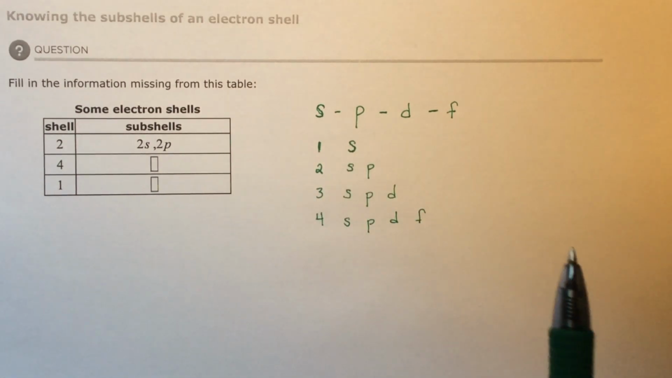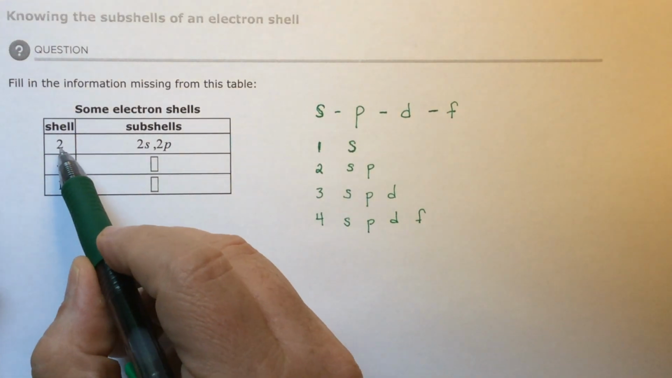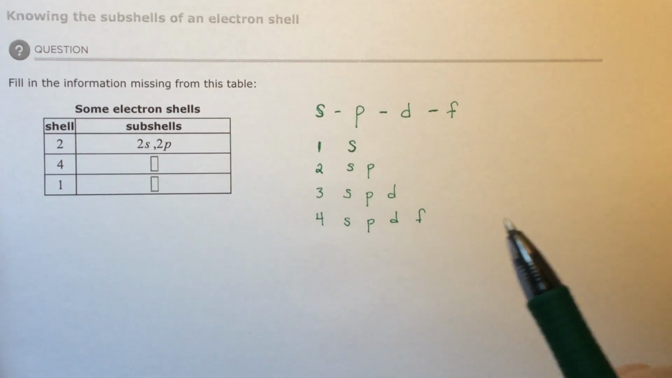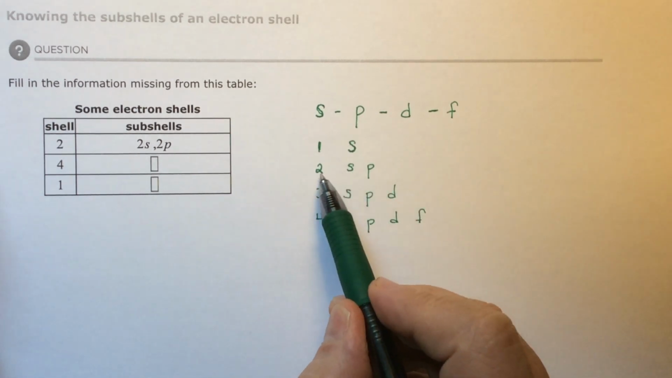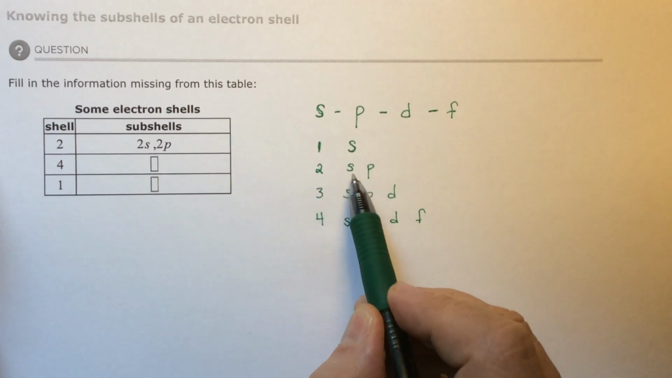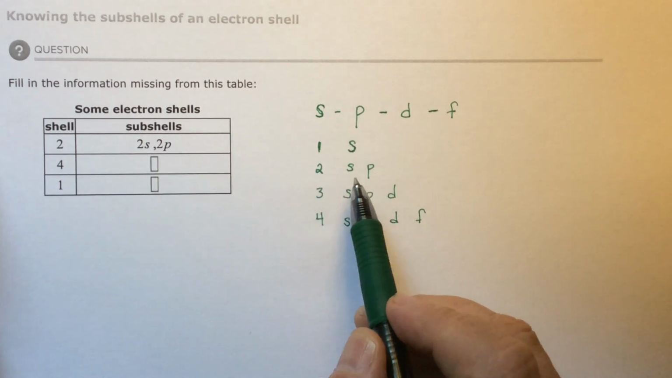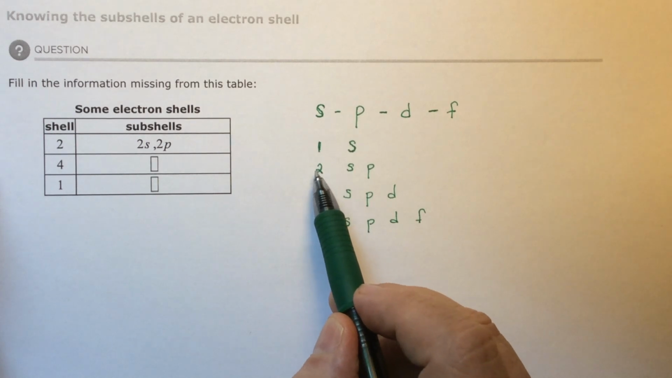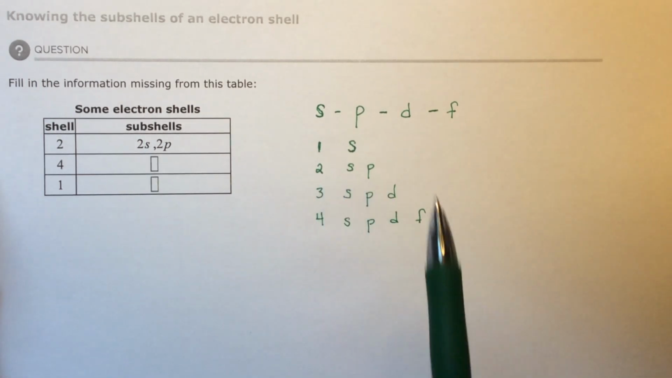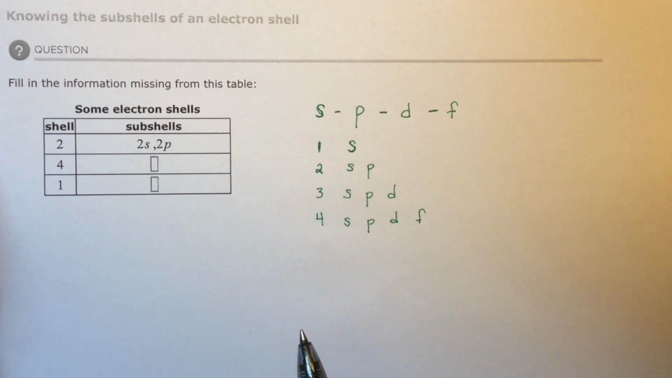So they give you the first one done. In shell 2, you've got the 2S and the 2P. Well, let's see if we're right. In period 2, there are 2 subshells, the S and the P, and it's named according to the row, the period, and the subshell. So you're going to have 2S and you're going to have 2P. It turns out that the S's are the first 2 columns and the P is the last 6 columns.